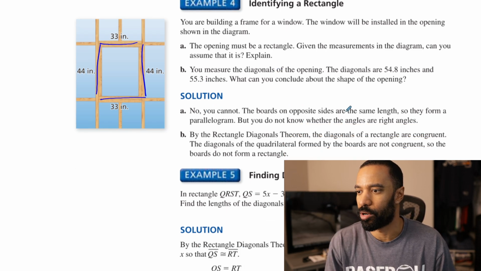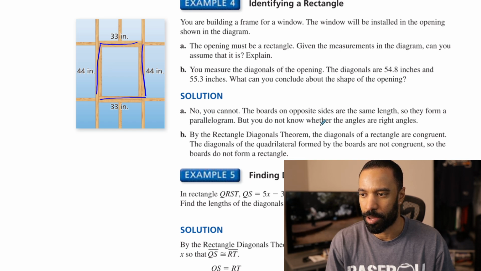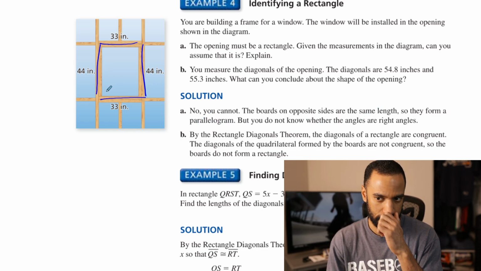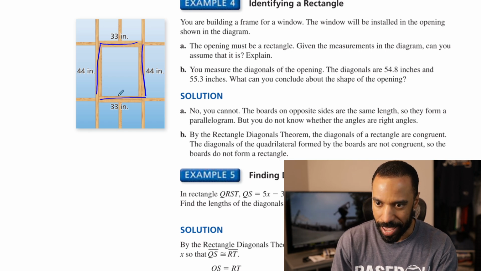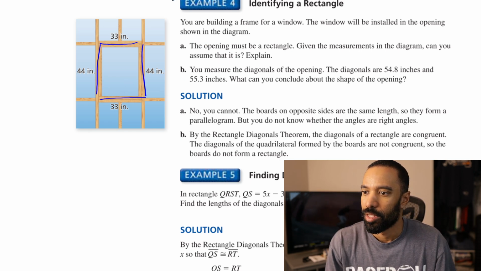Okay, no, you cannot. The boards on the opposite sides are the same length, so they form a parallelogram, but you do not know whether the angles are right angles. Yes, so same thing. We don't know the right angles. They don't talk about diagonals, all that kind of stuff.